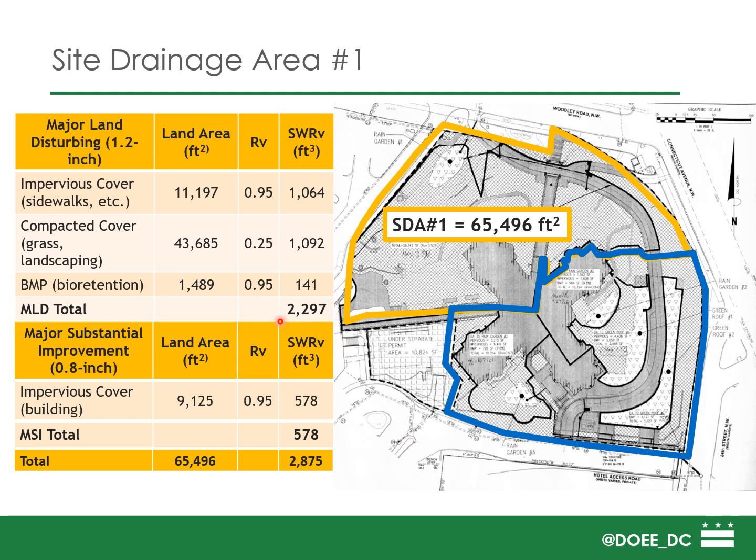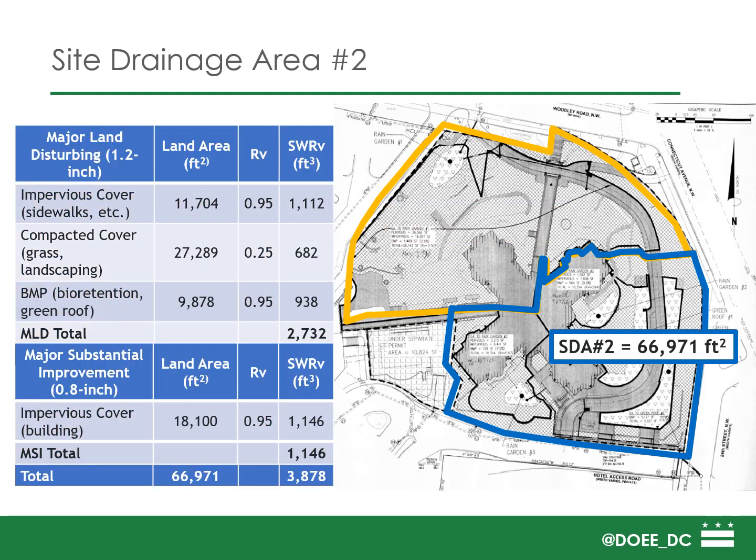2,297. We can then look at the major substantial improvement component of this site drainage area and the impervious cover for the building footprint, that 9,125 square feet, so just this bit of the building here that's in site drainage area 1, that's going to be regulated at the major substantial improvement precipitation depth of 0.8 inches, so you calculate the major substantial improvement SWRv of 578 cubic feet. So the total SWRv for site drainage area 1 is the sum of the major substantial improvement and the major land disturbing SWRv, which is a total of 2,875 cubic feet.